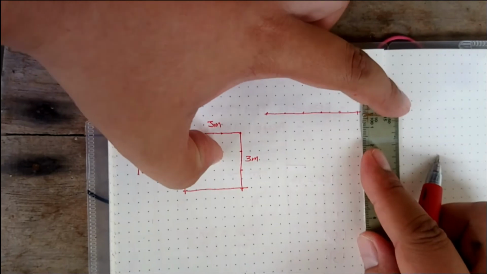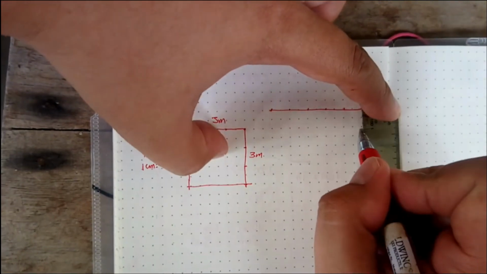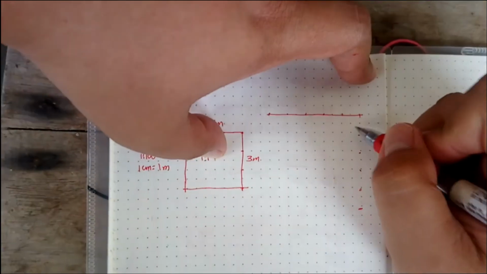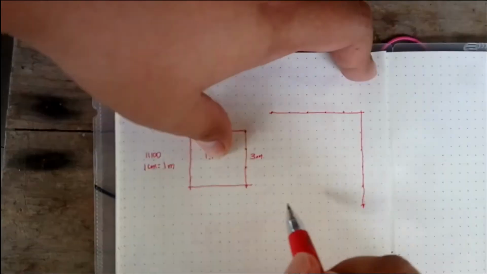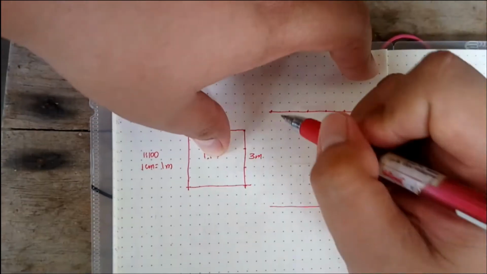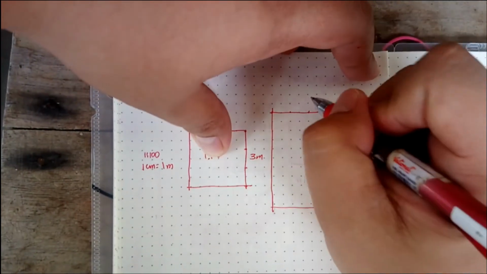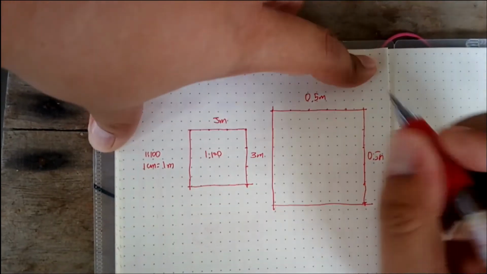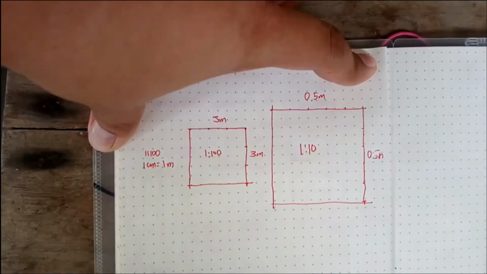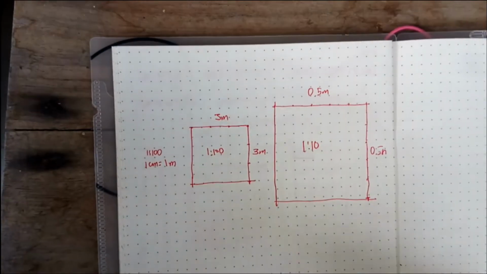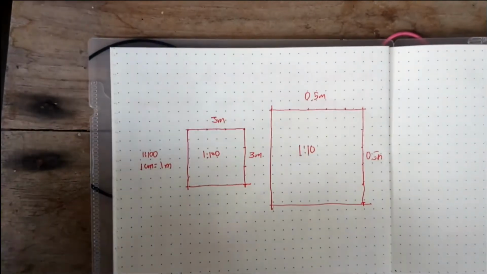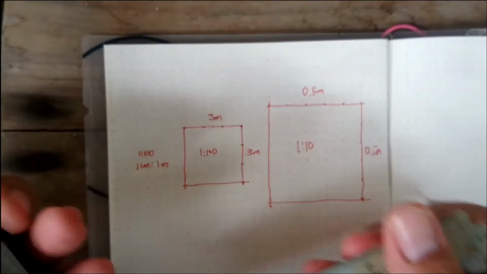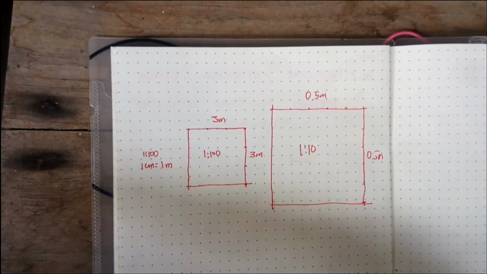Let's count here: 0.1, 0.2, 0.3, 0.4, 0.5. Now turning that into a square, this is already 0.5 meters by 0.5 meters at the scale of 1 is to 10. It's quite simple actually. You don't have to complicate things, especially when using your scale.